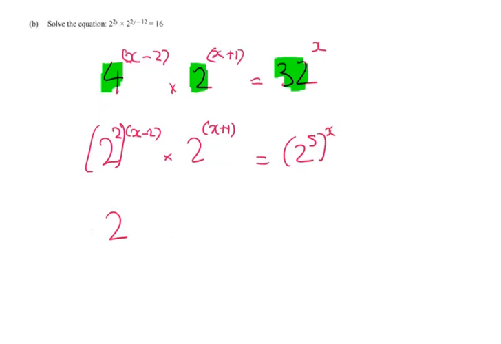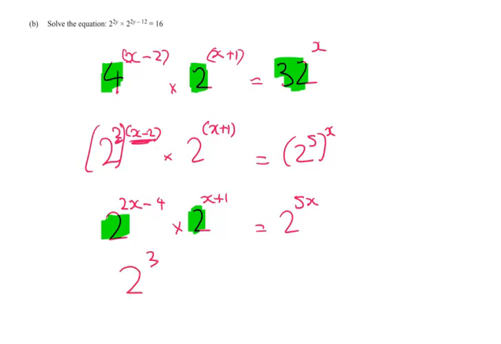And once you've done that, the problem starts to get much easier. Remember from year 9 that we multiply those powers together. So 2 to the 2x minus 4 times 2 to the x plus 1 is equal to 2 to the power of 5x. And now we've got the same base, so we can just add the powers, and we get 2 to the power of 3x minus 3 is equal to 2 to the power of 5x.